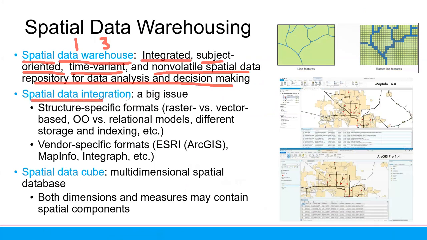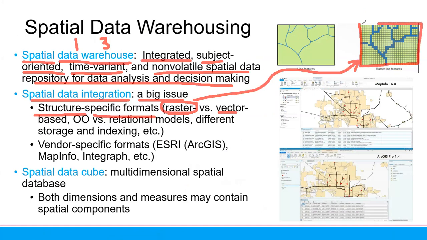When we want to integrate the data, there's a big issue: whether your data is based on the spatial structure or not. So for structure-specific formats, for example, we have raster versus vector. What is raster? Raster is this kind of data. When you have a picture, you can make a grid. A grid means, if you have a picture, you can make it like boxes. So you can make some boxes like this one.